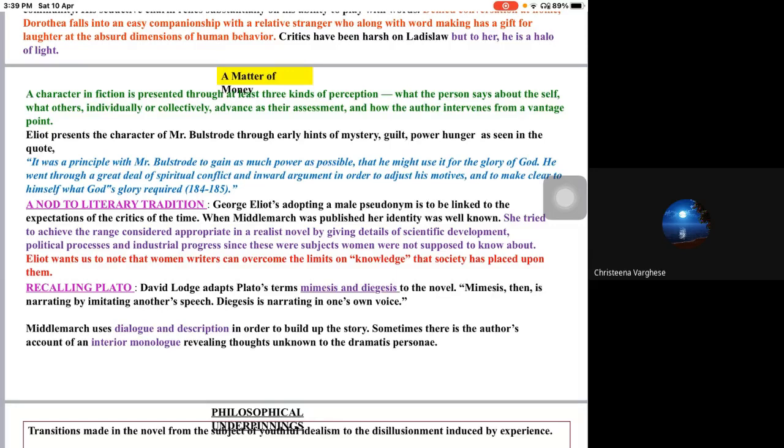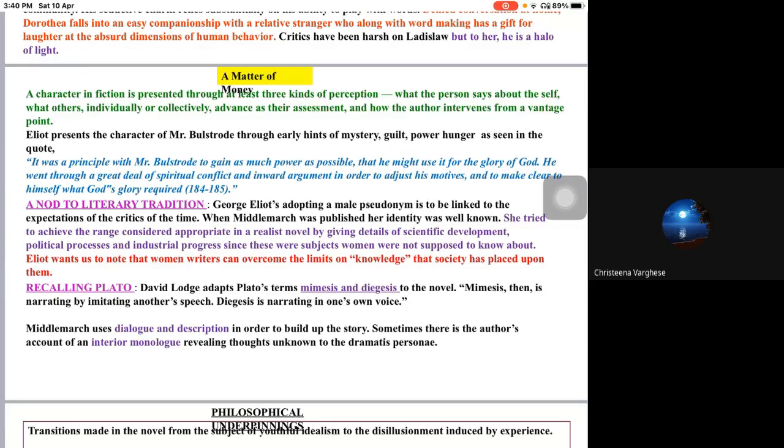Then what do other characters in the novel or in the play, whichever book, say about this character? Whether they talk individually about this character or together, collectively. So what is their assessment of the character? Then a third way is how the author presents to us this character from the vantage point of the author. So these are the ways in which we go deeper into an analysis of a character, whether it is in a novel or a play, whichever it is.